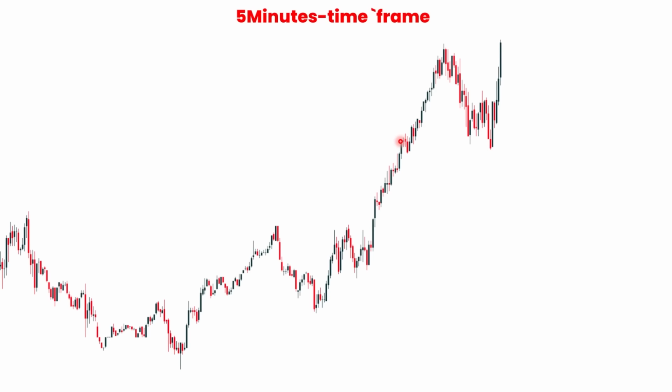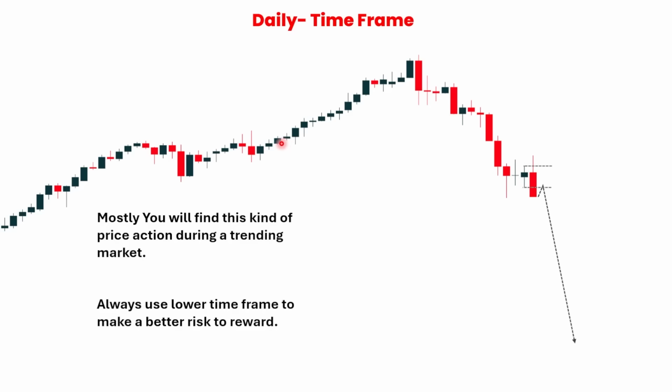So let's move on to example number 2. I believe we are on the daily time frame right now. Mostly this kind of pattern, you'll find in a trending market. And also, please always use the lower time frame for your entries, because it will give you a much better risk to reward on your profit. Maybe you'll be risking less, but for huge potential gains in the market.